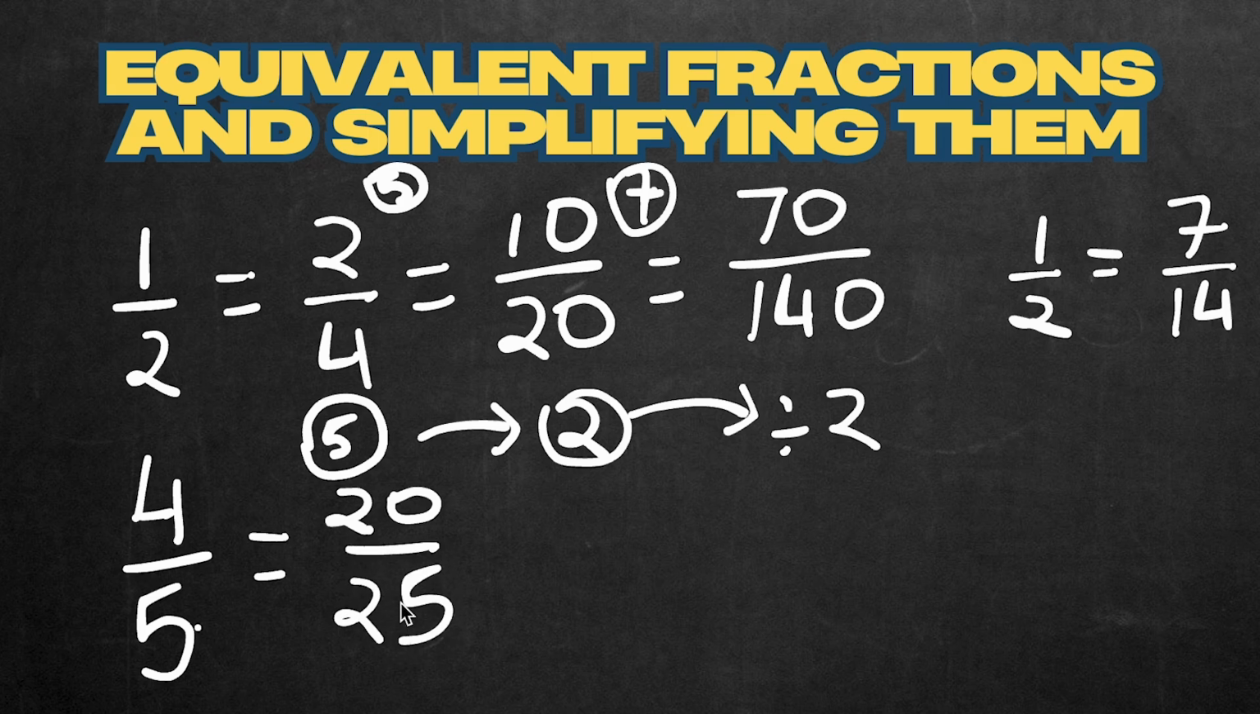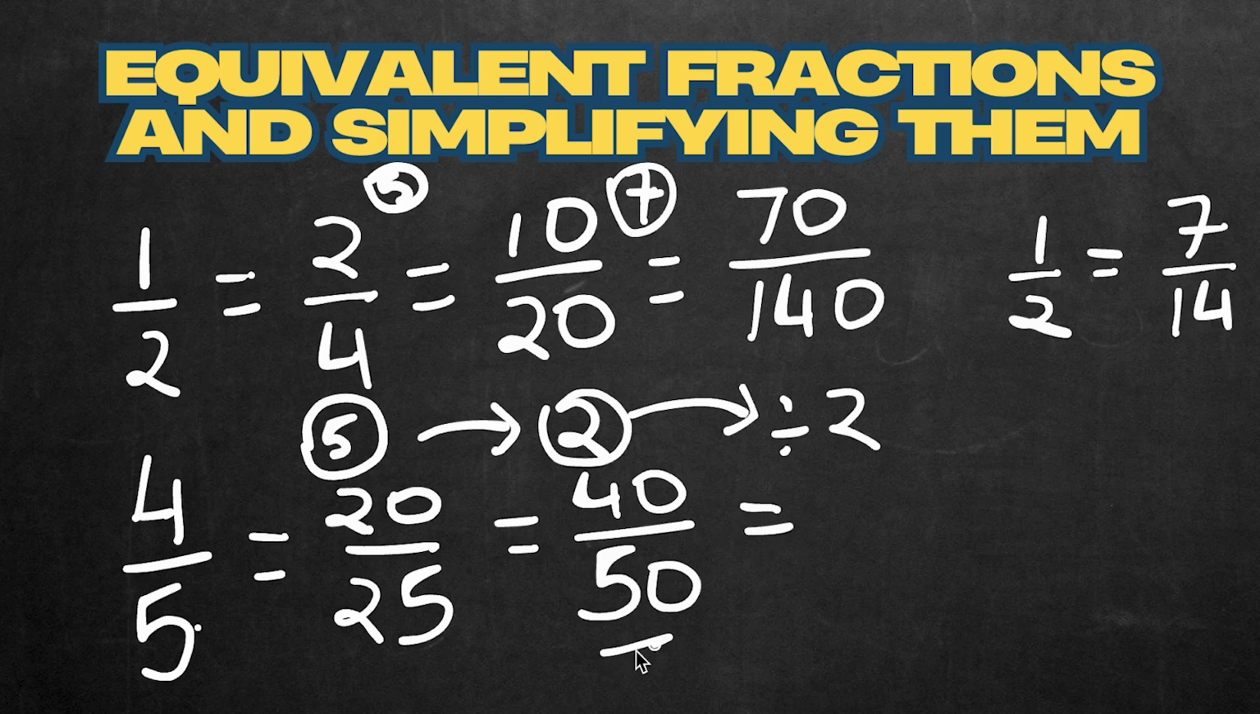Same fraction, equivalent fraction, right? 4/5 is equal to 20/25. Also, when I multiply this 20/25 by 2, 20 times 2 will be 40 and 25 times 2 will be 50. Same fraction. All three of them are same fractions. I'm sorry to call it similar. They are equivalent fractions, right? Now, if I divide this fraction by 2, I will again get 40 divided by 2 is 20, and 50 divided by 2 is 25. Yes?